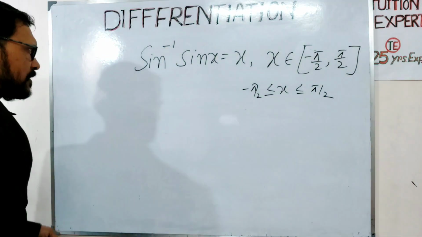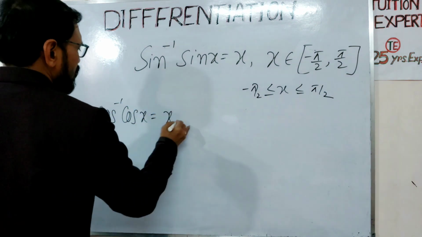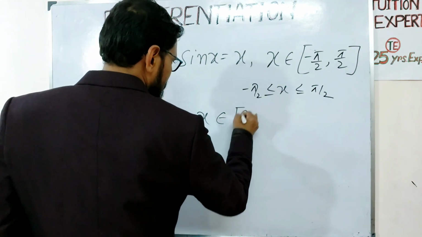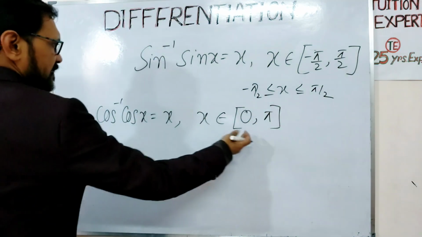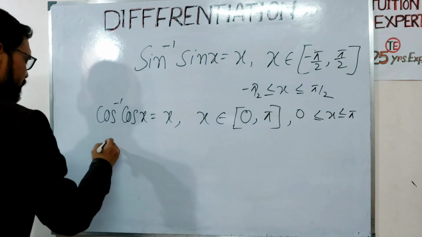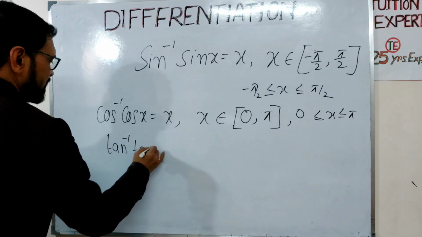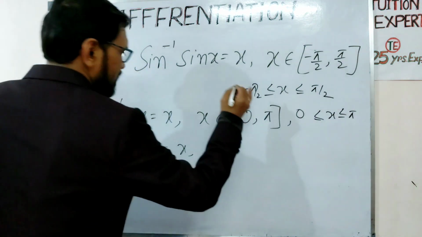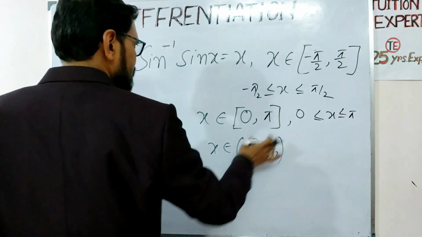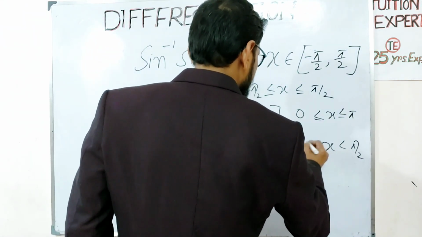So we have to remember this. Similarly, cos inverse cos x equals x when x belongs to 0 to pi, that is, x is greater than 0 and less than pi. This and this mean the same. And tan inverse tan x equals x when x lies in the open interval, that is, x is less than pi by 2 and greater than minus pi by 2.